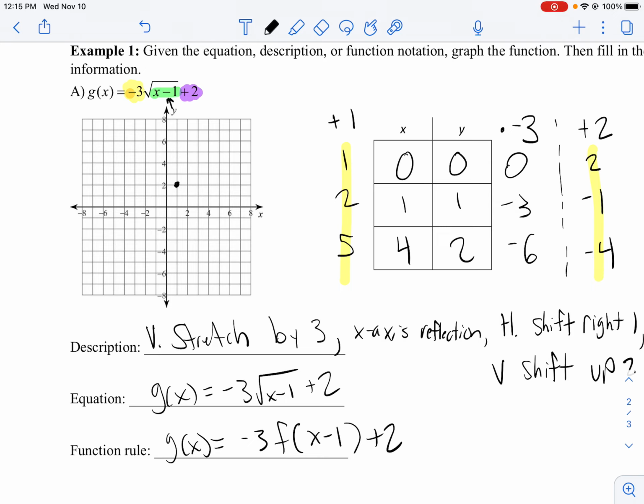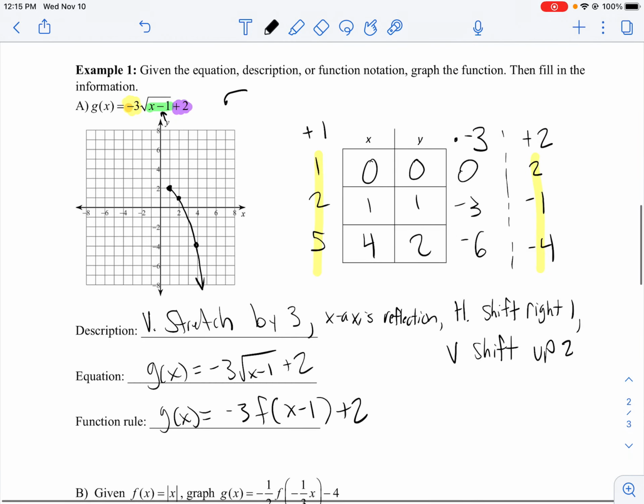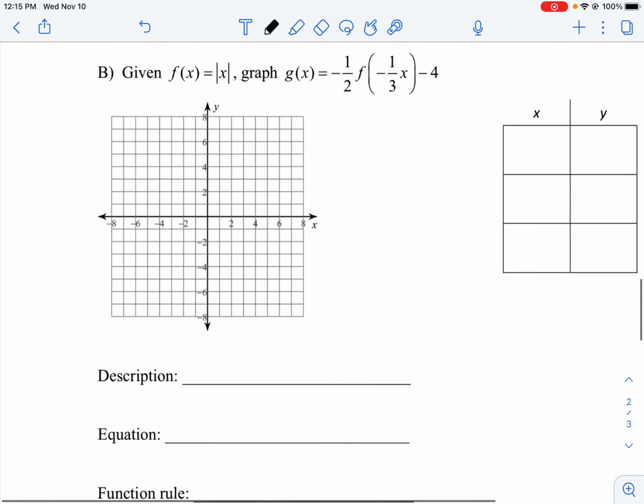And then we have 2, comma negative 1. And then we have 5, comma negative 4. Now remember, your square root is that half sideways parabola, right? So we start at the 1, 2 point, and it looks like it's curving down. And that's it. That would be your answer with all the filled in information. So let's do it again, a little faster this time.